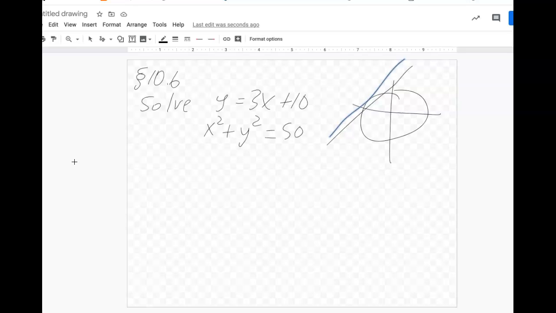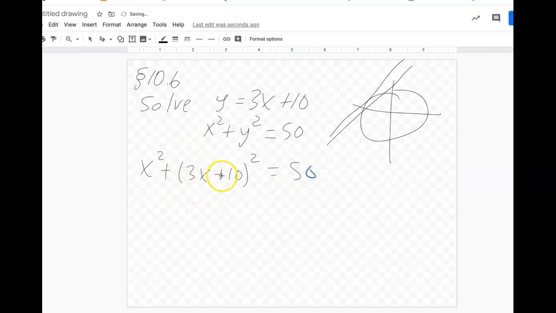We can use substitution or elimination, and since the exponents on the variables here are 1 and the exponents on the variables here are 2, the best thing to do in this case is going to be a substitution. And also just because we have an equation already solved in terms of y. So we're going to stick 3x plus 10 into the y here. Square it, it's going to equal 50.